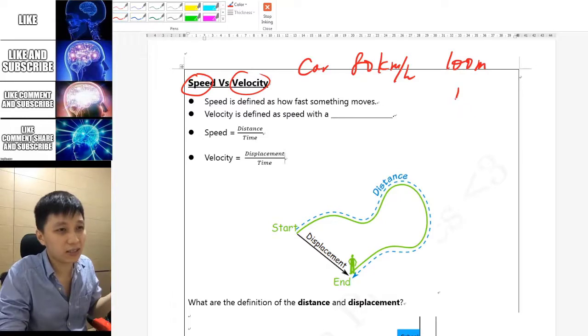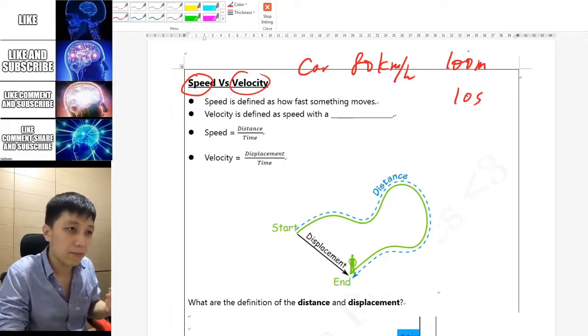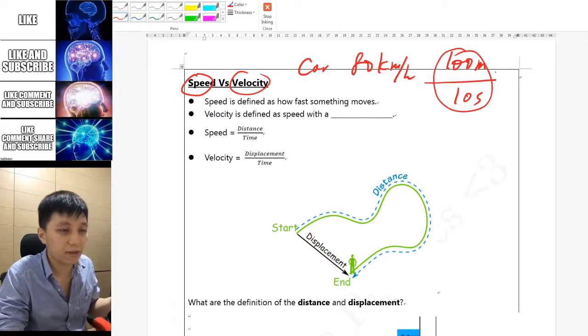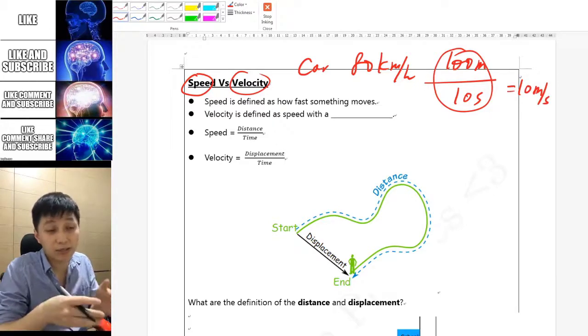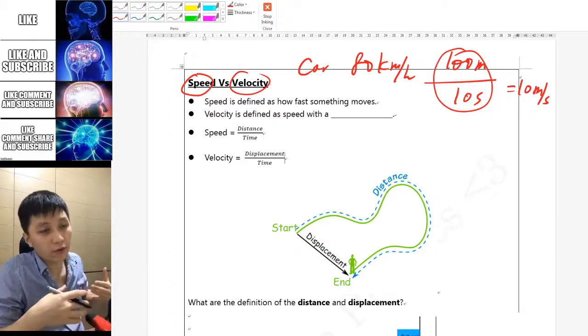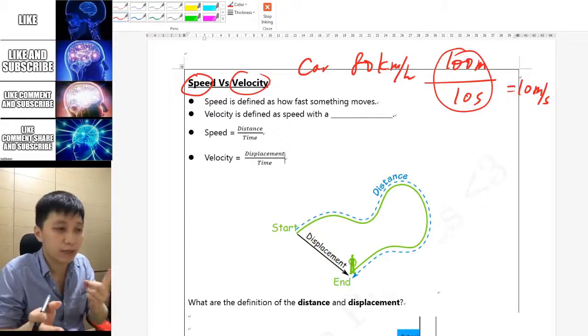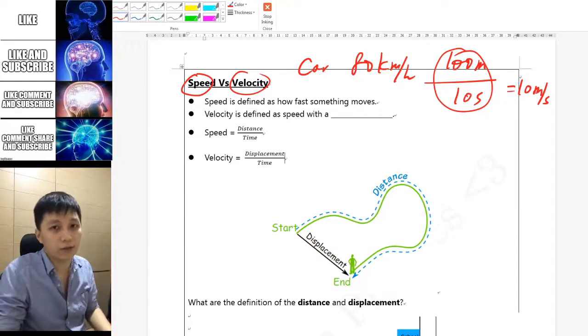And let's just say it is 10 seconds, then by calculation, if you just simply divide it, it will be 10 meters per second. So that means that person can run 10 meters in 1 second. So that is the idea of speed.